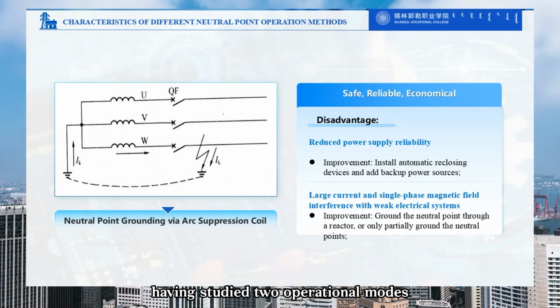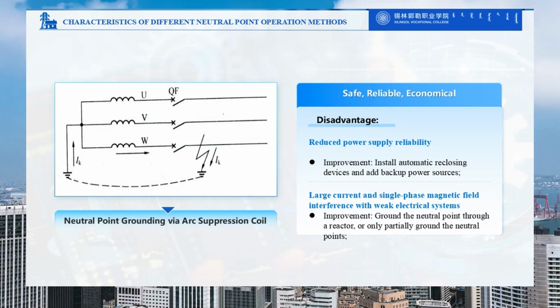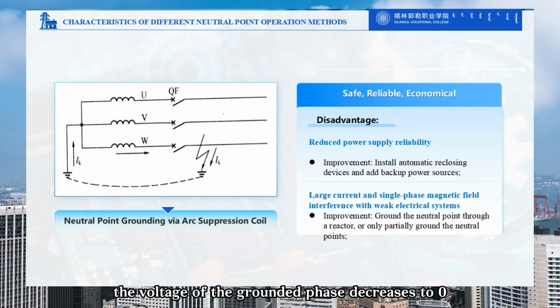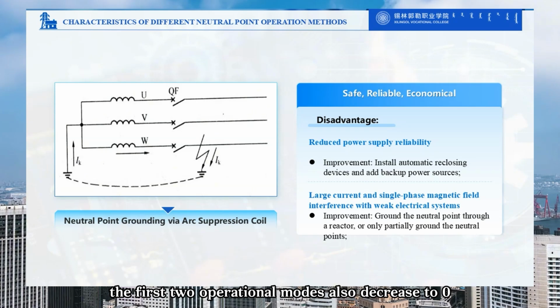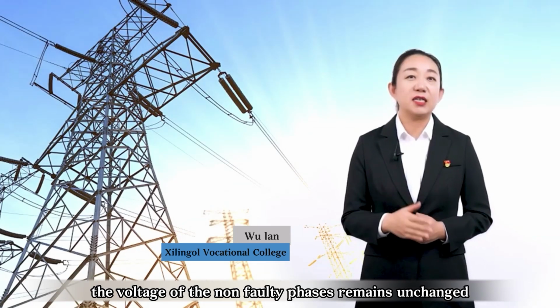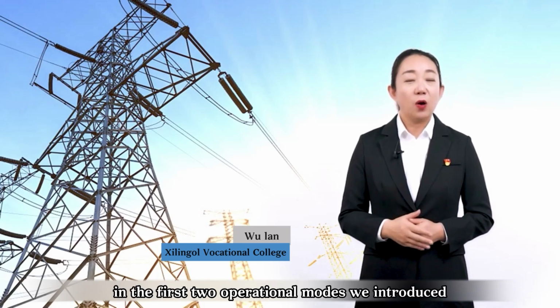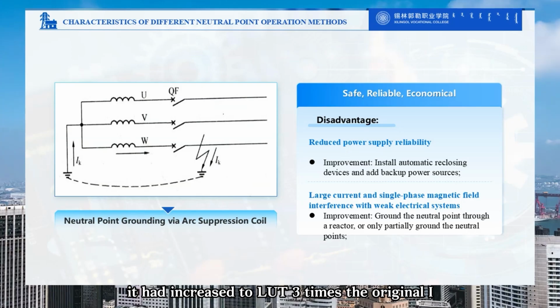Having studied 2 operational modes, let's now analyze the 3rd operational mode, the directly grounded neutral point system, when a single phase direct grounding fault occurs. We still take phase C as an example to see how the voltage changes. The voltage of the grounded phase decreases to 0. The first 2 operational modes also decrease to 0, which is consistent. The voltage of the non-faulty phases remains unchanged. Still, the phase voltage in the first 2 operational modes we introduced had increased to √3 times the original, i.e. the line voltage.